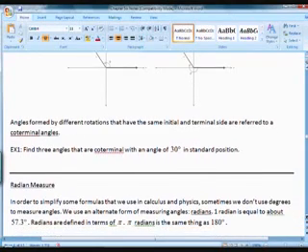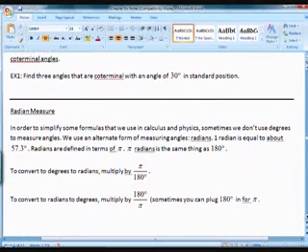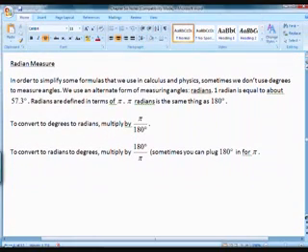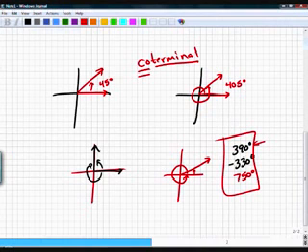Next section, radian measures. Everything that we've measured thus far has been in degrees. Now we're going to start talking about radians. In order to simplify some formulas in calculus and physics, sometimes we don't use degrees to measure angles. We use an alternate form of measuring angles, which are called radians. 1 radian is about 57.3 degrees. You don't have to know that. Radians are defined in terms of pi. Pi radians is the same thing as 180 degrees.